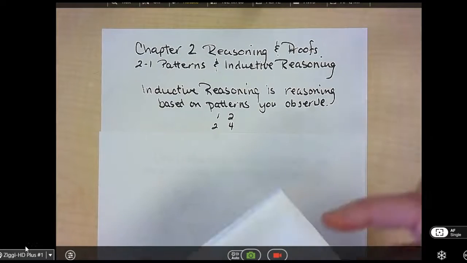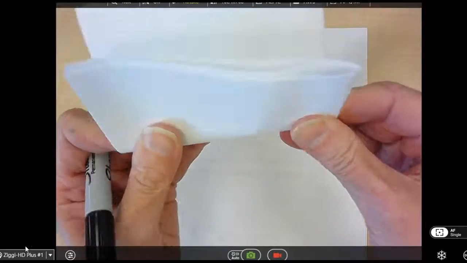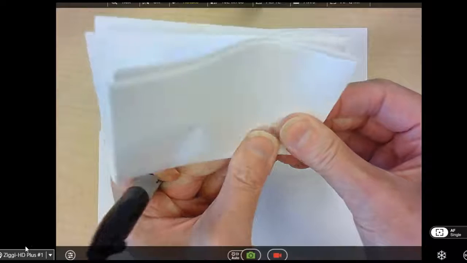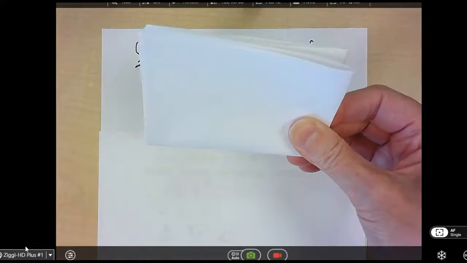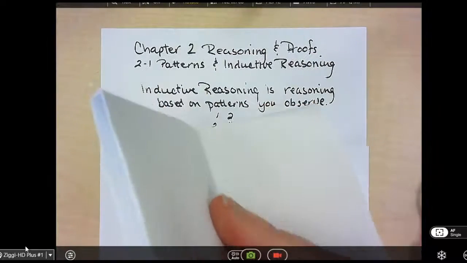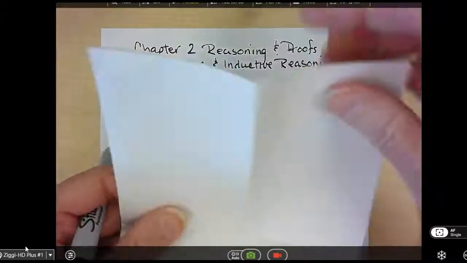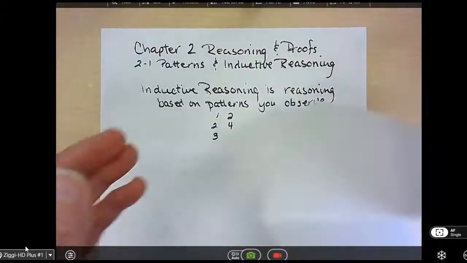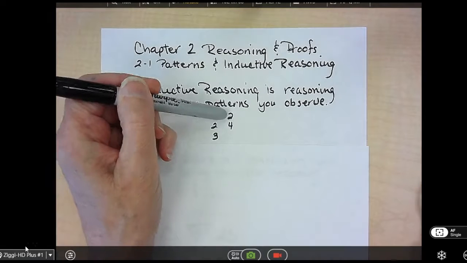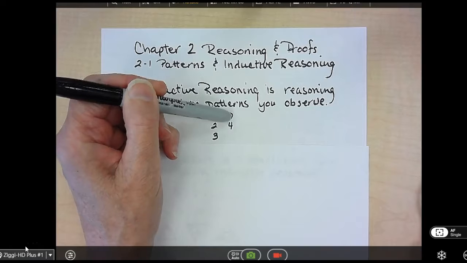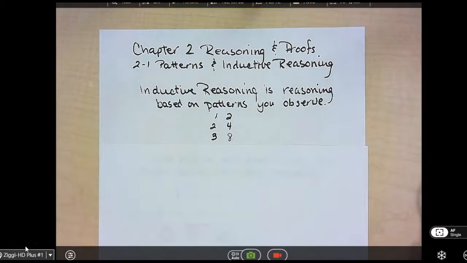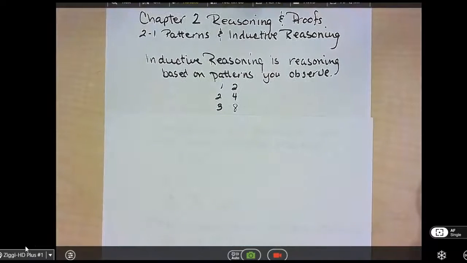So if I fold it a third time, what inductive reasoning can you use, and what answer could you come up with for how many sections you're going to have? With 3, well, there's 4 right there, and 4 on this side, so you're going to end up with 8. So with the pattern, 1 gave you 2, 2 gave me 4, this side was doubling each time, so 3 would give me 8. And that is inductive reasoning.